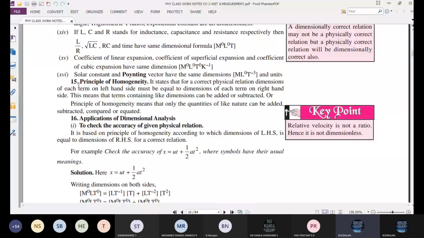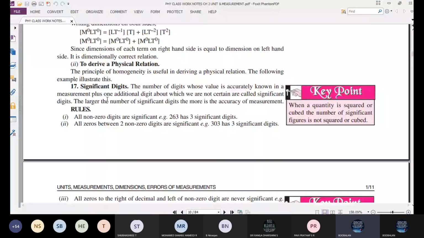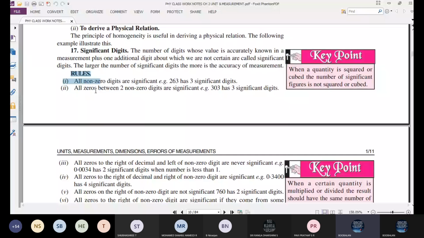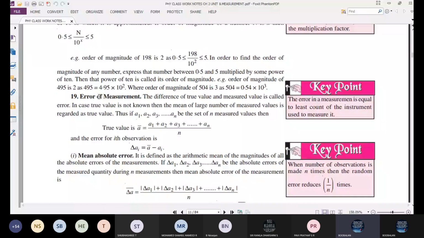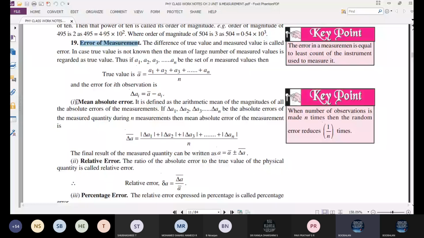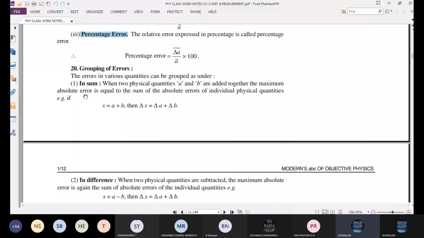Principle of homogeneity completed. Application of dimension analysis to check the accuracy of a given physical relation, to derive the physical relation, significant figures or significant digits, rules. The next one, order of magnitude, error measurement, mean absolute error, relative error, percentage error, grouping of error, error in sum, error in division, and power, product.